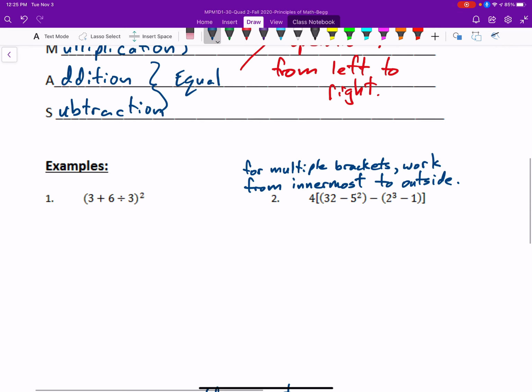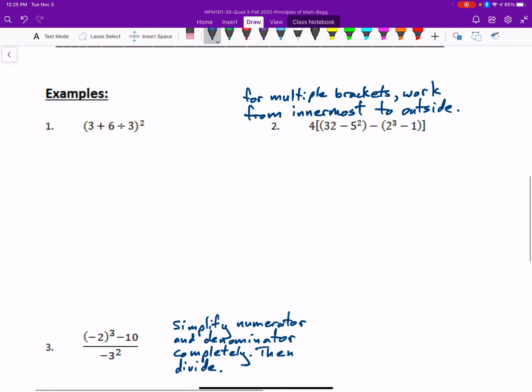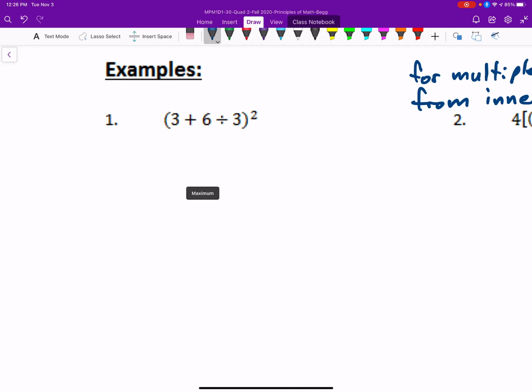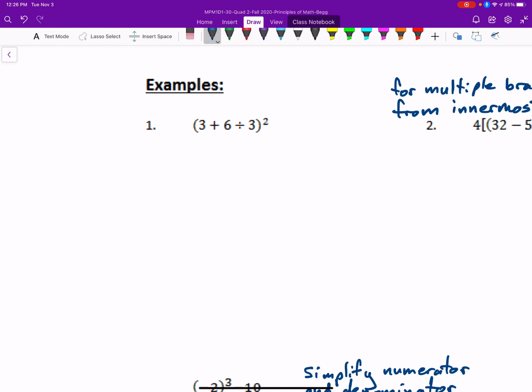So let's look at some examples and see how this actually plays out. So in the first example, I see there's a plus sign, there's a divide sign, there's brackets, there's an exponent. Well, again, brackets means if there's operations within the brackets, do them first. And there's definitely operations within these brackets. Even within those operations, there's an order though.